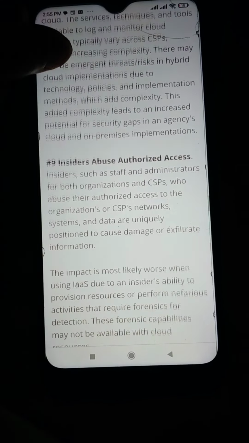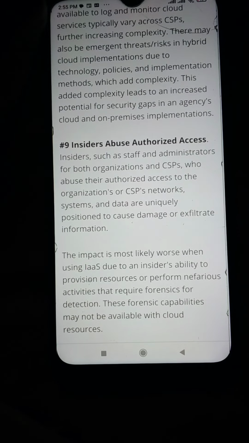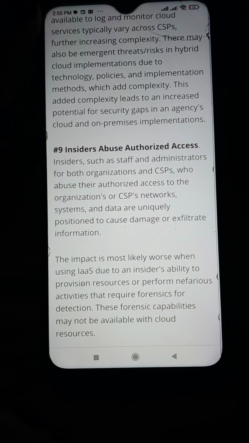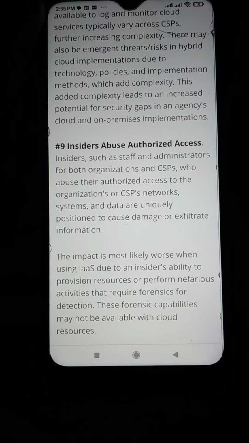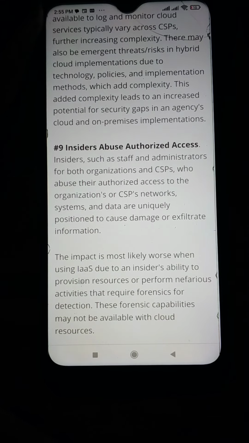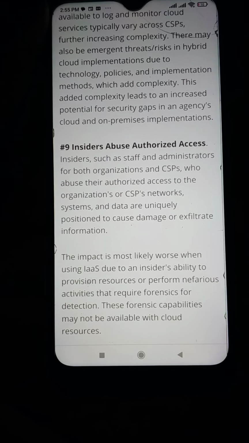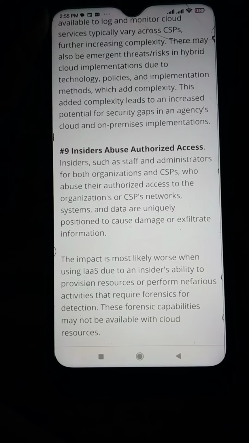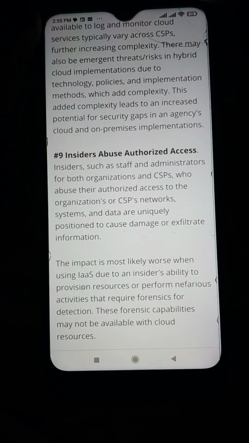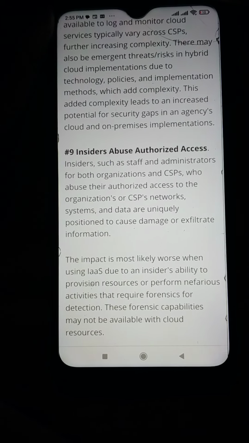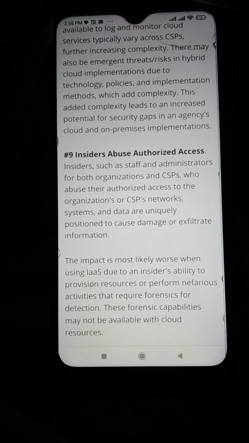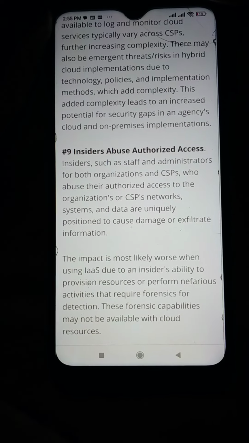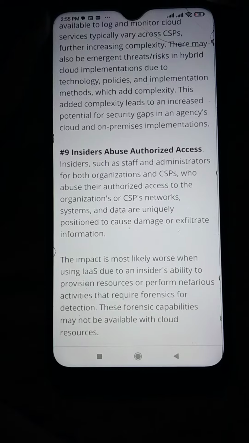Number nine, insiders abuse authorized access. Insiders such as staff and administrators for both an organization and CSPs who abuse their authorized access to the organization's or CSP's network, systems, and data are uniquely positioned to cause damage or exfiltrate information.